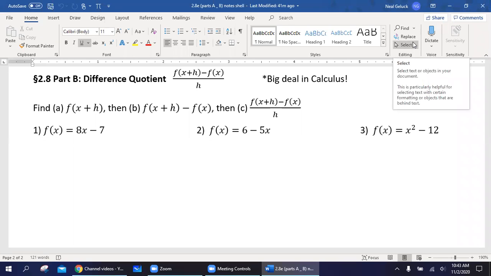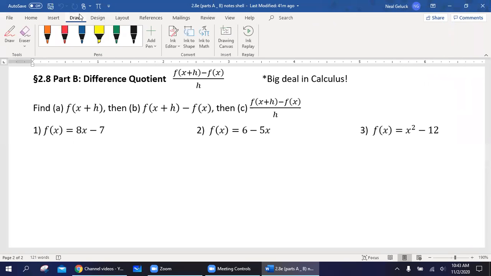Part B of section 2.8 deals with what's called the difference quotient. This is a big deal in calculus. Actually, the first half of calculus comes from this little formula, and obviously a little bit more onto it. We're basically going to be evaluating a function, but with letters instead of numbers. So f of x plus h literally means replace x with x plus h.